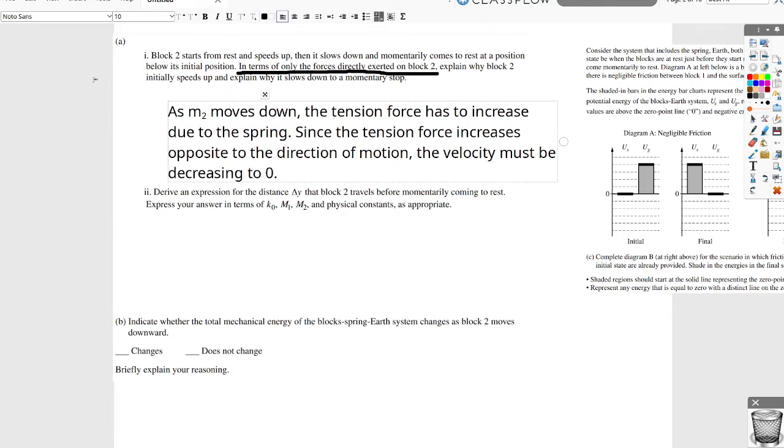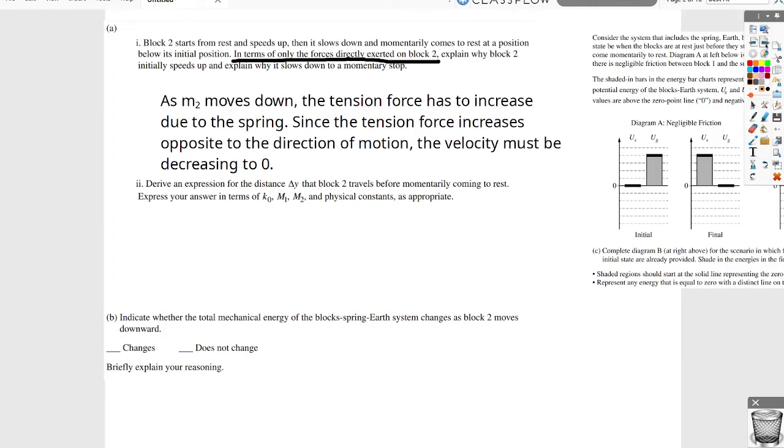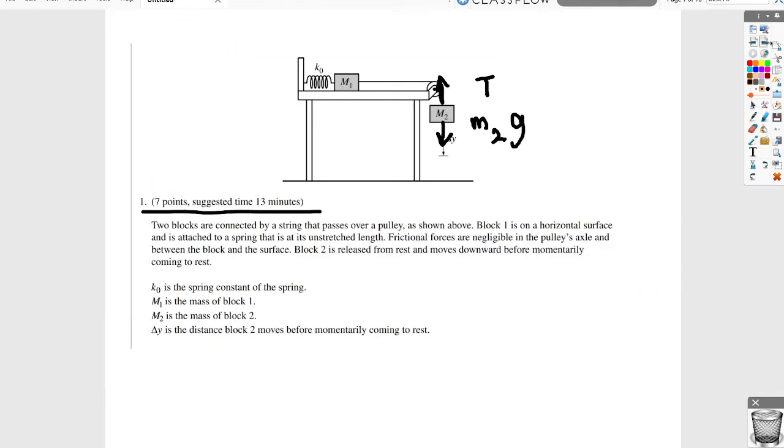Derive an expression for distance y that block 2 travels before momentarily coming to rest. This is a little bit harder. So first thing that I would do is use energy, because we are trying to look for distance. I guess that's not really a good way to explain it. Maybe I'll use forces. If we were trying to look for distance, we could use kinematics, right? So if you look back here, there's no friction, so that's great.